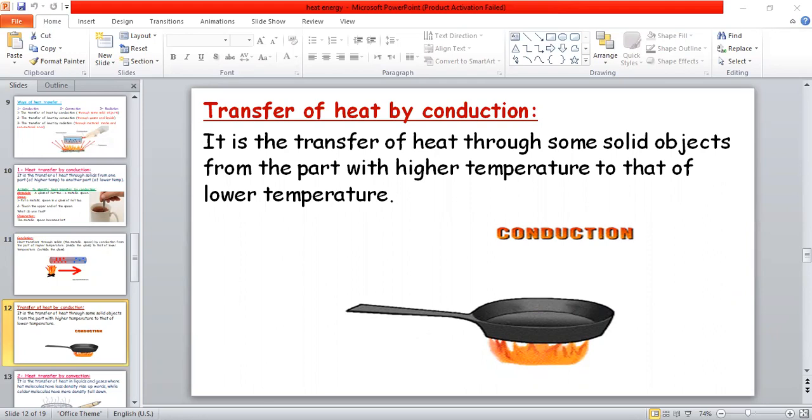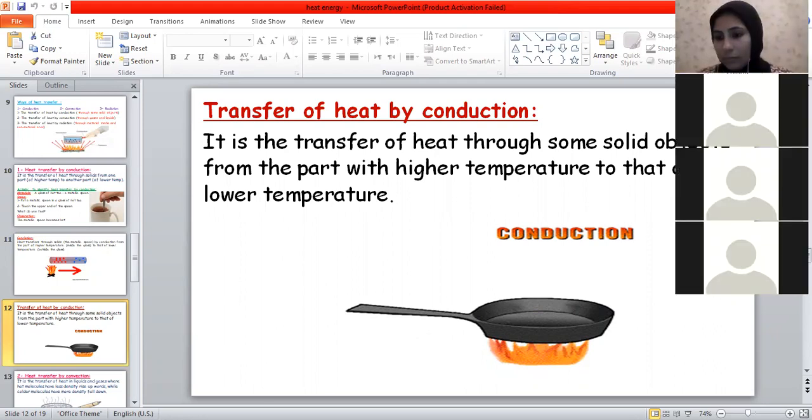Karim, is this point clear? Yes. Okay, thank you, Karim. Nijar, is this point clear? The transfer of heat by conduction. Why can the heat transfer by conduction? Because the heat transfers through some solid object. From what to what? From the higher temperature to the lower temperature. So the heat can transfer through the solid object from the higher temperature to the lower temperature. Okay, thank you, Nijar.